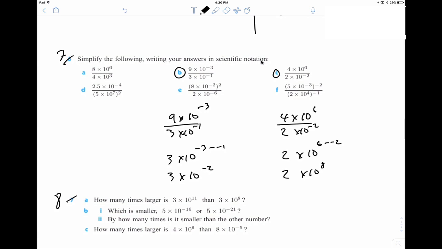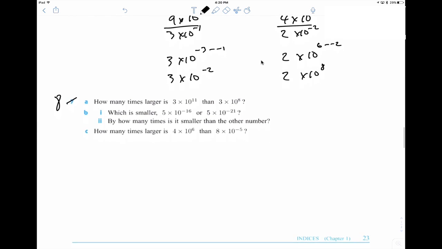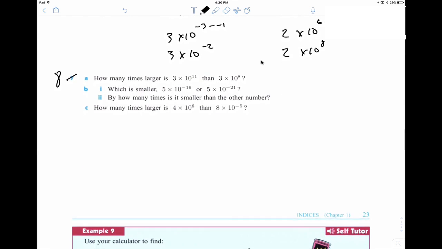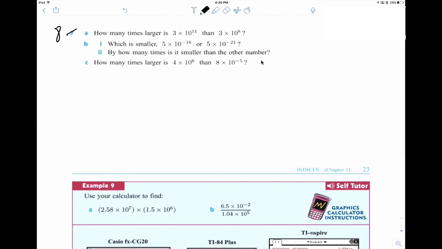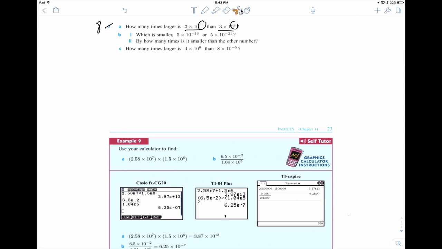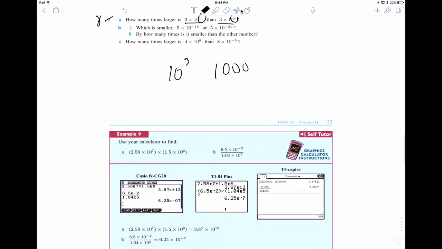Just a couple more. 8. This is an interesting one. So you are to do all of it. Why don't I just do A? How many times larger is 3 times 10 to the 11th than 3 times 10 to the 8th? Well, the power of 10 differs by 3. And here's where my program started to lag a lot, so I've just started to re-record this over. So we had 10 to the 11th and 10 to the 8th, so the difference is 10 to the 3rd, or 1,000. The one number is 1,000 times greater than the other.